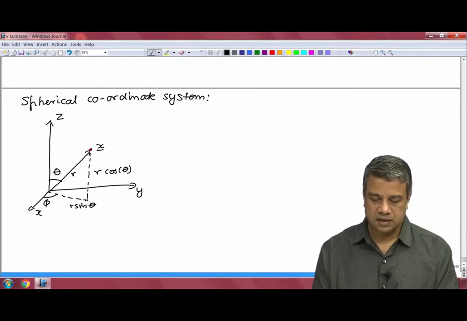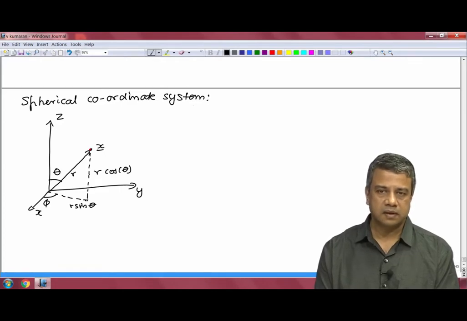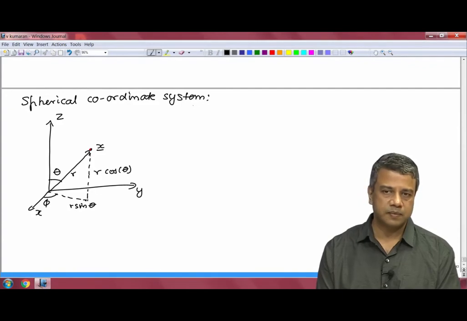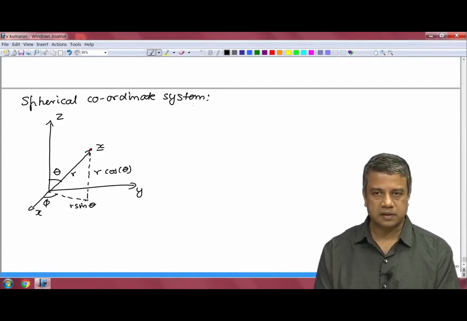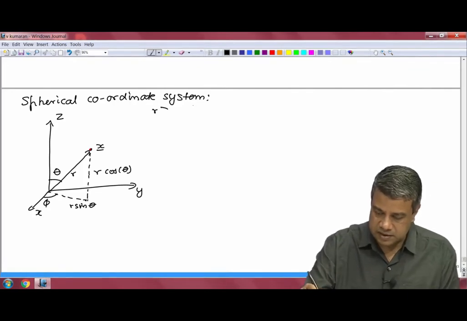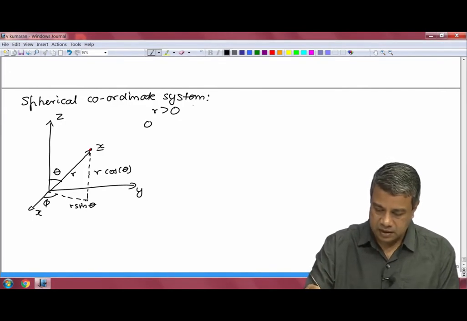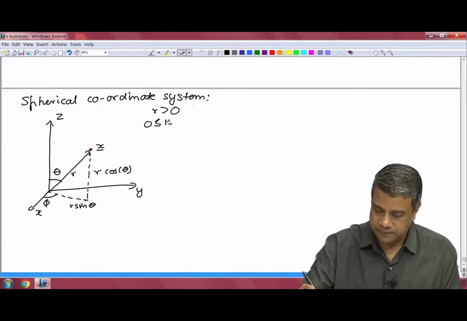Note that theta is the angle made with the plus z direction. So, theta is 0 for any location on the plus z axis. On the minus z axis, for any location theta has to be pi, because the angle made is pi. So, therefore, the distance r from the center always has to be greater than 0, and theta has to vary between 0 and pi.